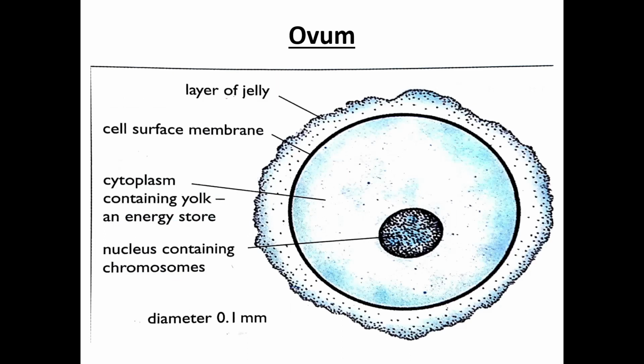Okay? So the ovum, same thing, but now there are additional features. This is the cell right now. So this is the layer of jelly, or it's kind of the protection of the ovum. And the cell surface membrane, yes, has exactly the same features as a normal cell. And the cytoplasm contains lots of protein and fat, containing the yolk, and the nucleus containing chromosomes, of course. The diameter of it is about 0.1 millimeter.